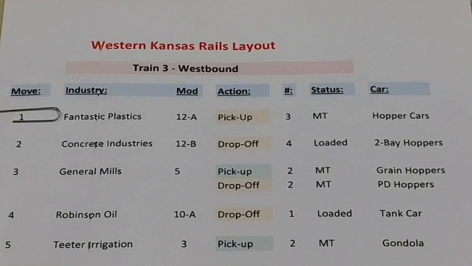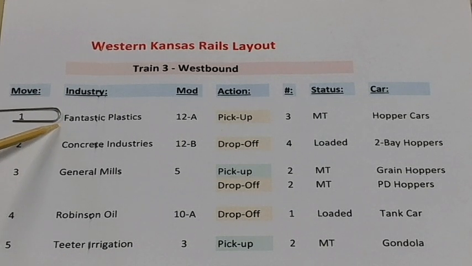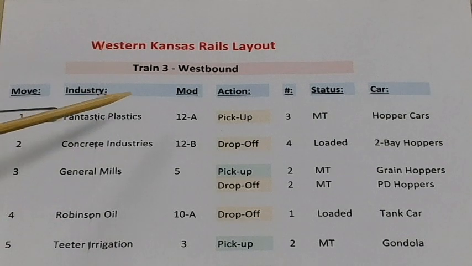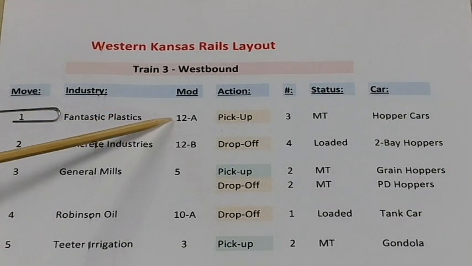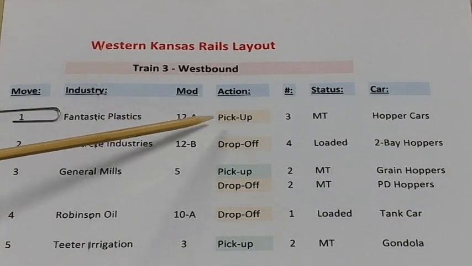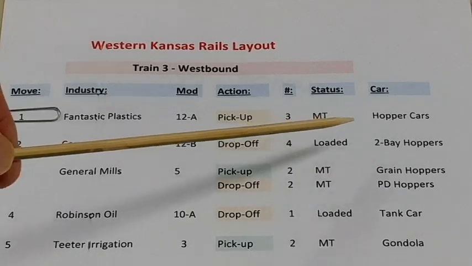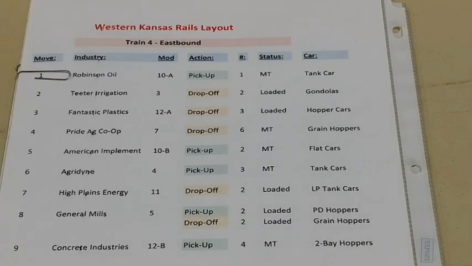Today's operation on the Western Kansas Rails layout, the crew is running train 3. We are westbound. So we're going to start the operating session with a trip to Fantastic Plastics. This is on Module 12, Part A. We're going to pick up 3 empty hopper cars. The crew's on board. We're ready to go, so let's fire them up.